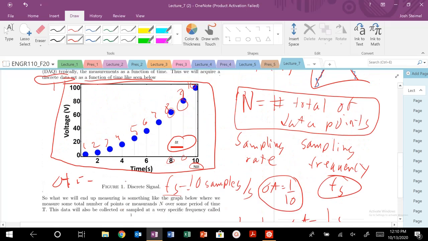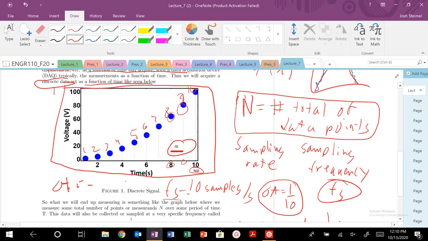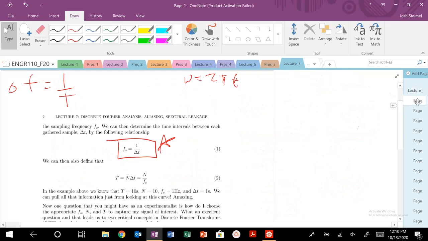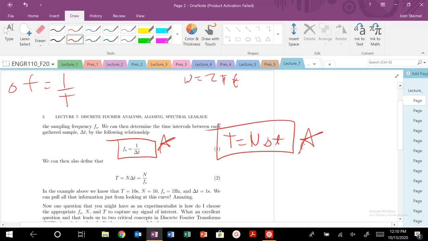How do I figure out what the period is here? How can I write the period in terms of n, the number of my total data points, and my delta t? Well, as you can see on the next page, the period is going to be my total number of points times my delta t. That's going to give me the period of my signal, over which it repeats. That's another critical expression. We can now get different expressions and start to plug in. We already have f sub s equal to 1 over delta t, so I could plug in and say my period is going to be n divided by f sub s as well.